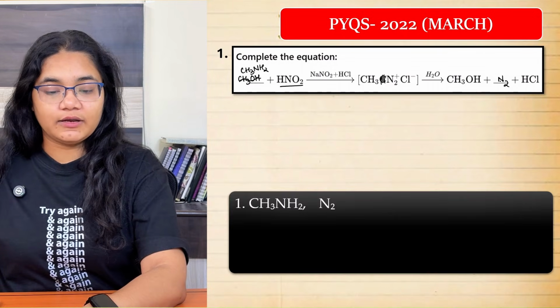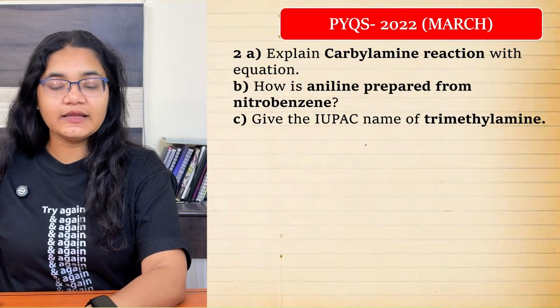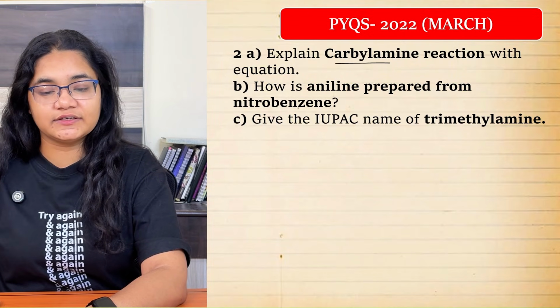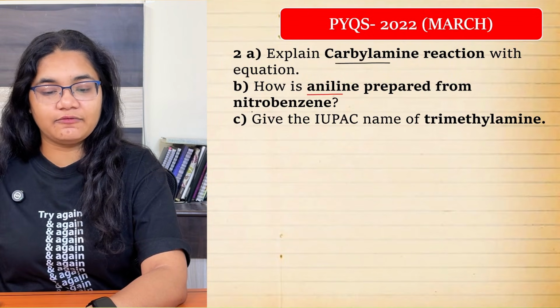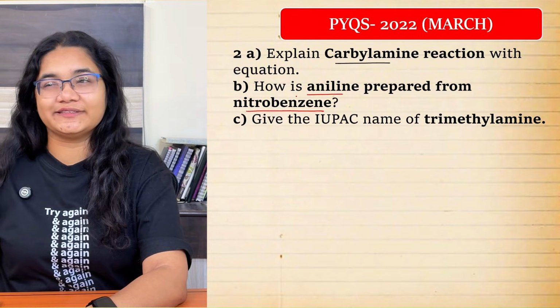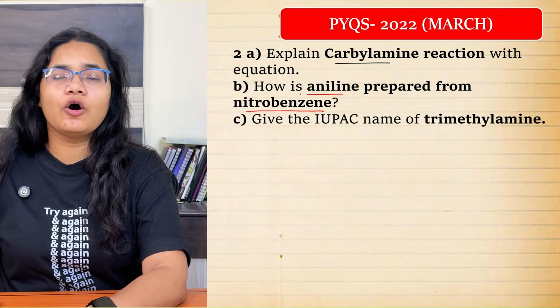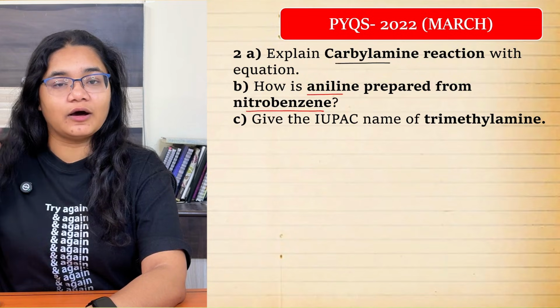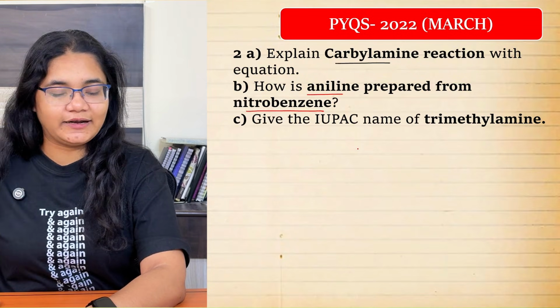Now coming to the next one, question number 2. Explain the carbylamine reaction. Again, this question we have discussed. How aniline is prepared from nitrobenzene: nitrobenzene can be reduced using Fe/HCl, Sn/HCl, or simple hydrogen with palladium. So nitro compounds can be reduced to amines using these reagents, and you have to write that reaction.